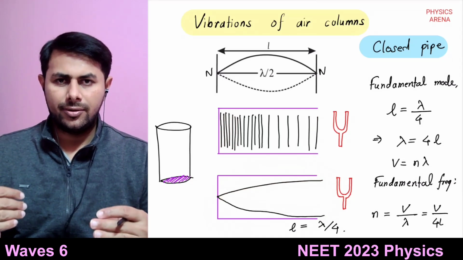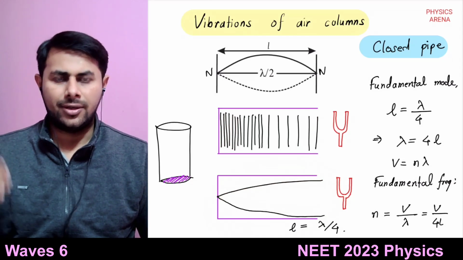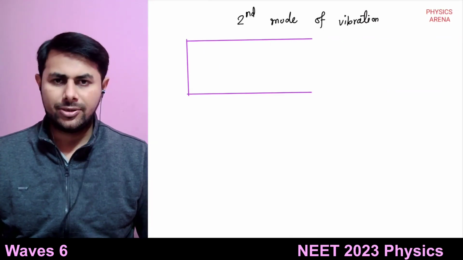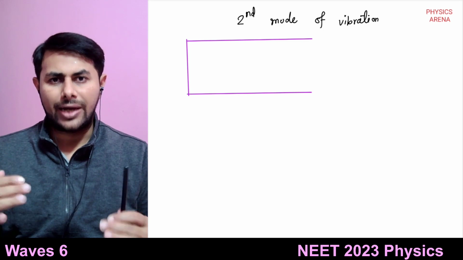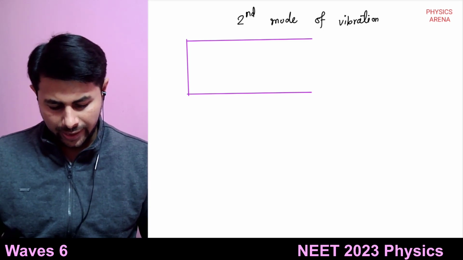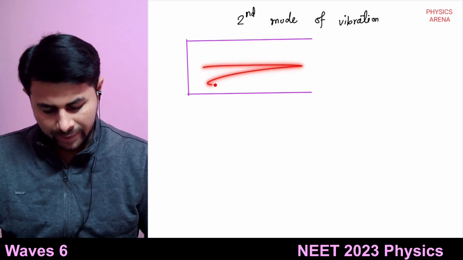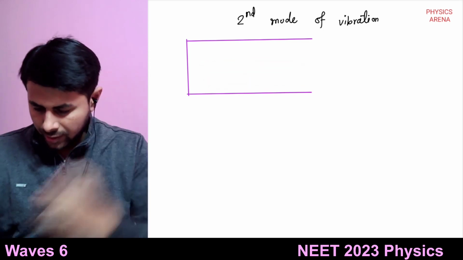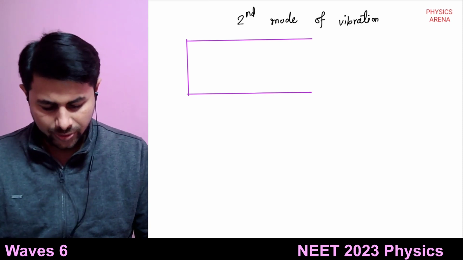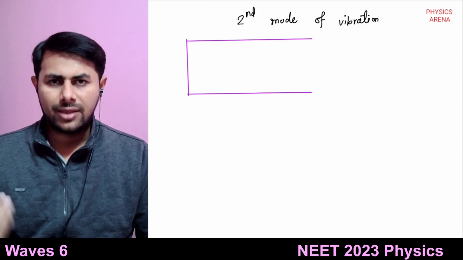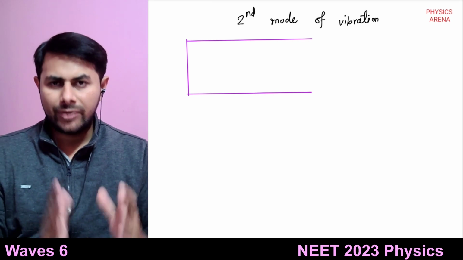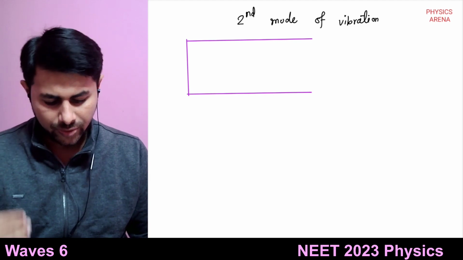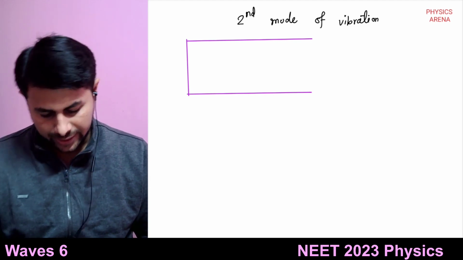Now if you increase the number of modes, if you go to the second mode of vibration, that means you take another tuning fork of higher frequency and you make this air column vibrate. So what can be the second mode? What can be the next frequency that can be resonant with the vibrations of the tuning fork? That is the second mode of vibration, or you can call it the second harmonic.